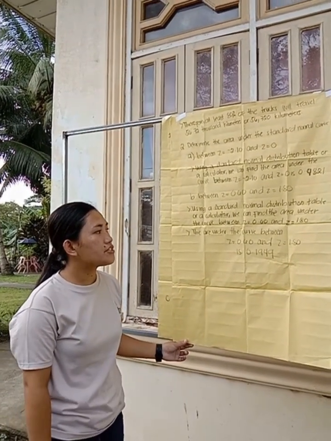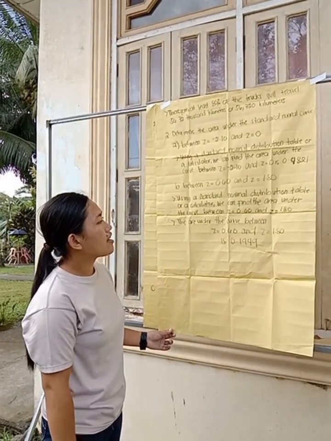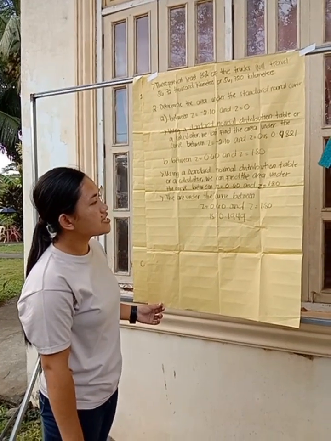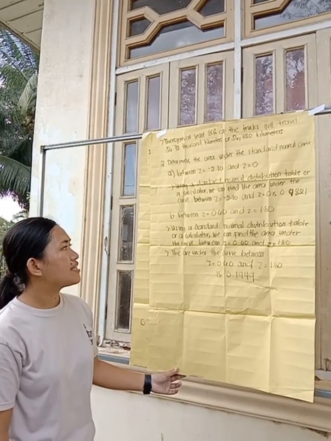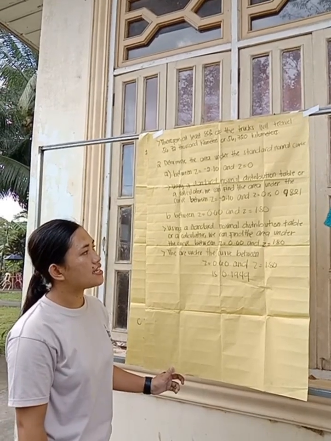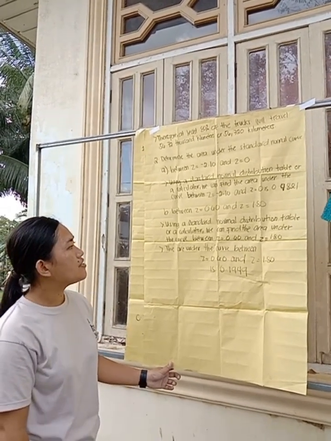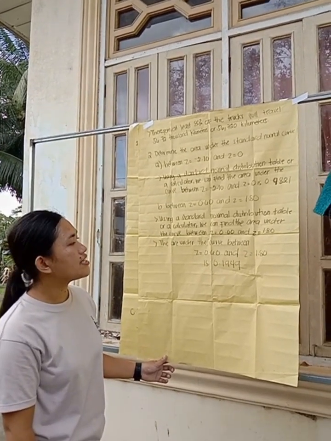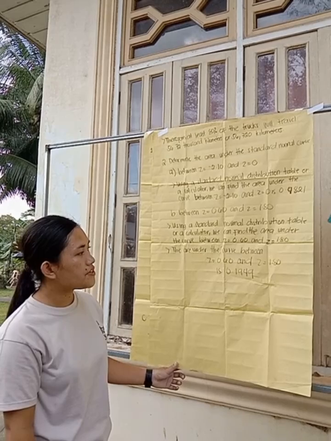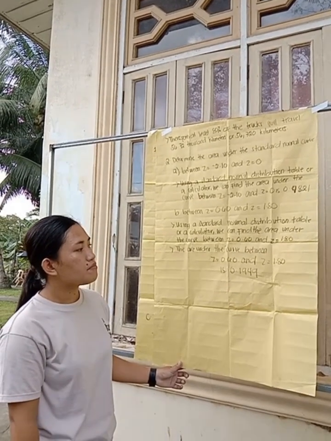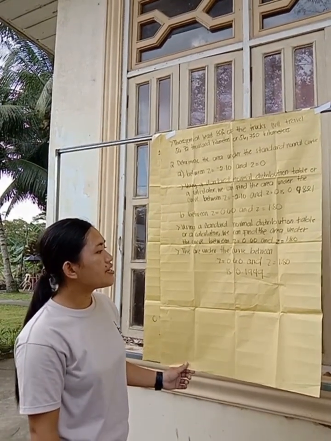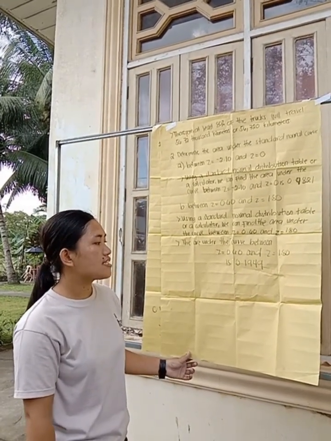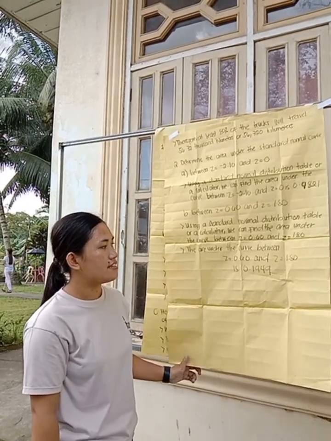So letter B is between Z equals 0.60 and Z equals 1.80. Using a standard normal distribution table or a calculator, we can find the area under the curve between Z equals 0.60 and Z equals 1.80 is 0.1949.